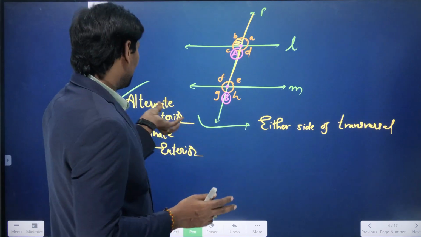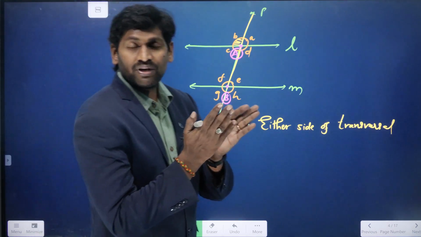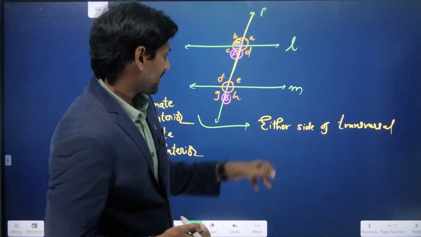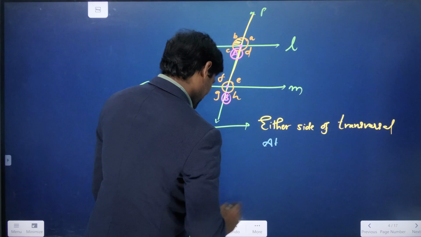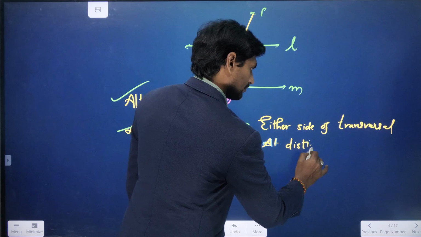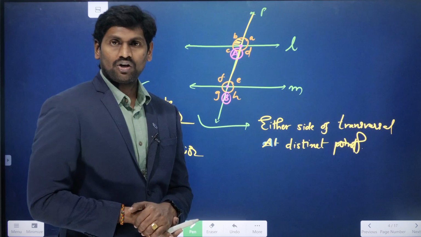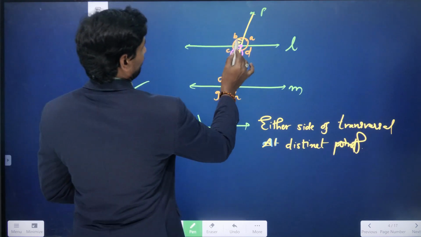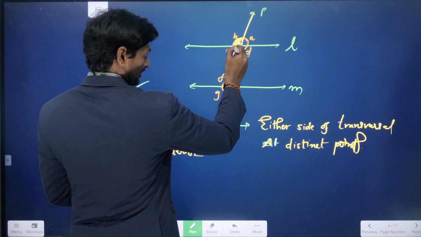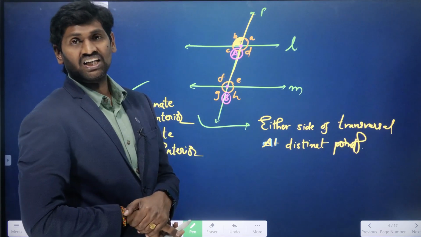Alternate angles means both angles must be a pair of angles either side of the transversal at distinct points. Either side of the transversal at distinct points. That means if you take B as one of the alternate angles, what is its other alternate angle?